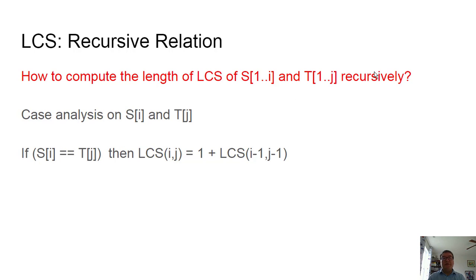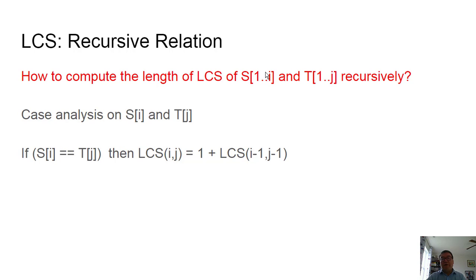If they're equal, there will exist a longest common subsequence that involves this match. If instead of si matching with tj, I match si with tj minus 1, then I can match si with tj and I can still get the previous subsequence. So matching this will not hurt us. Whatever longest common subsequence involves matching one of these can still be obtained. The same length can be obtained by making this last match.